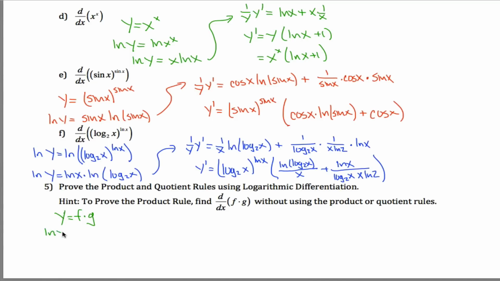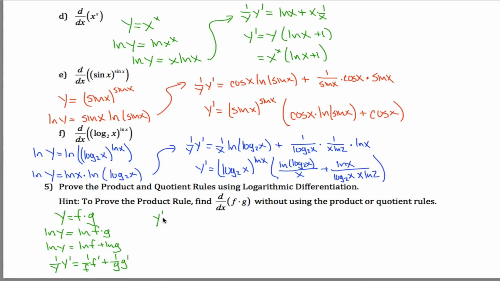Take the natural log of both sides so that you can apply your first log rule. The reason you do that is now you don't have to use the product or the quotient rules if you're taking the derivatives. So the derivative of the left-hand side is 1 over y times y prime. The derivative of natural log of f is 1 over f times f prime because f is a function. And the derivative of natural log of g is 1 over g times g prime.